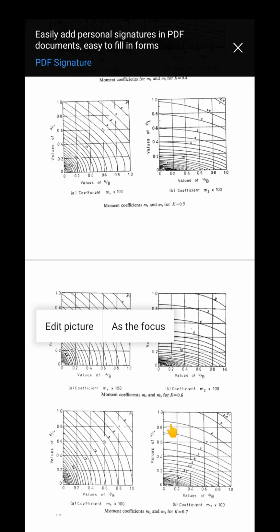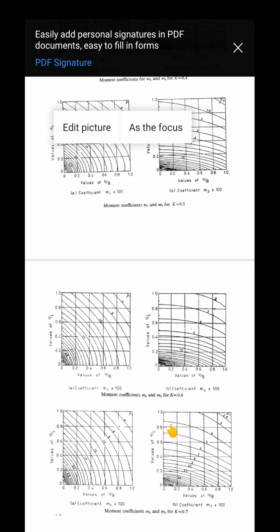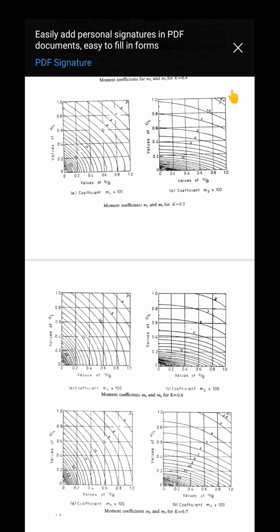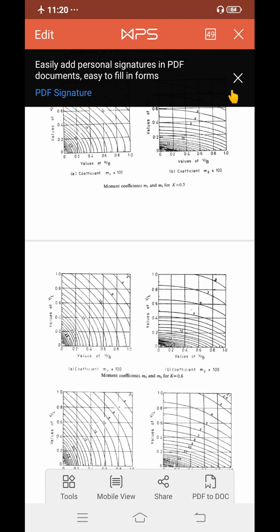Okay, so for K equal to 0.5, U by B equal to 1 and V by L equal to 1, what do we have? Between 4 and 5 it is 4.99, you can consider it, or else you can consider 5. And see, this is the coefficient of M1, and this is the coefficient of M2. Again U by B ratio is 1 and V by L ratio is 1 here. It is 0.9. How much?